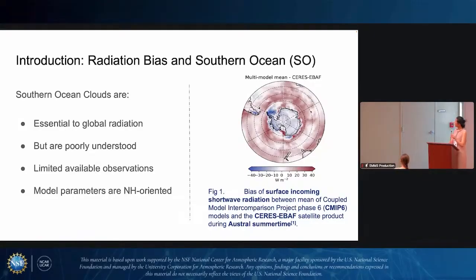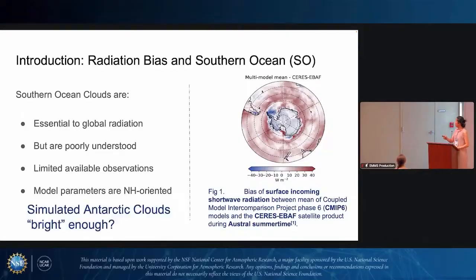As an example, you can see the figure on the right. It shows the bias of surface incoming shortwave radiation between the mean of the CMIP6 models and the counterpart from a satellite project during the austral summer. A large area of red color here essentially says there is an overestimation of the surface incoming shortwave radiation. Given we have a fair amount of radiation at TOA, scientists would hypothesize that this overestimation of surface shortwave radiation might be related to the clouds not being reflective enough over the Southern Ocean. Therefore, we are talking about the simulated clouds overall being not bright enough.